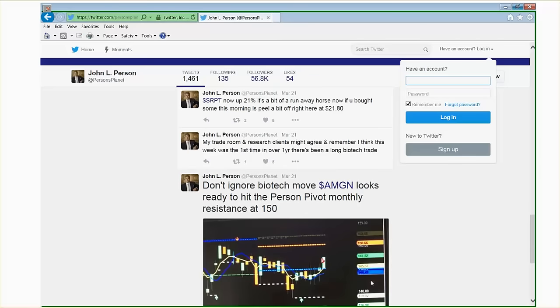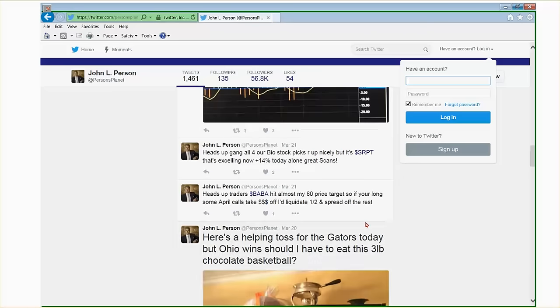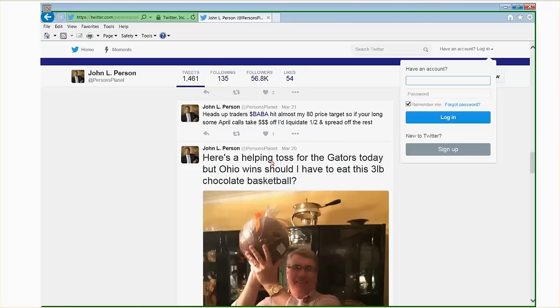So Amgen looks ready to hit. This was one we put out at 147 in the trading room, and our target was 150. It went a little bit beyond 150, and then it retraced. So it gave us already a nice trade, and now we're stalking it for a resurgence. Sarepta, we put up four biotechs on March 20th, and the very next day, Sarepta wasn't up 14, it was up 22%, allowing people to take profits.